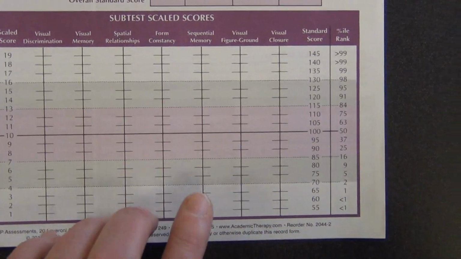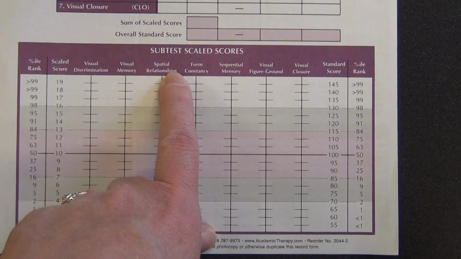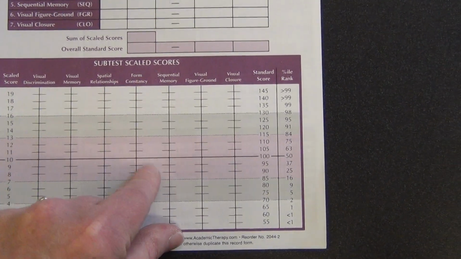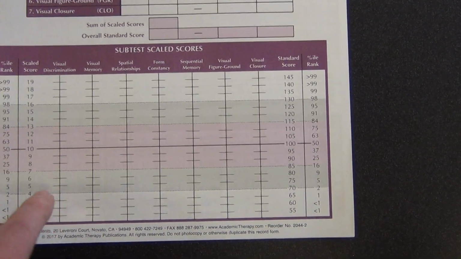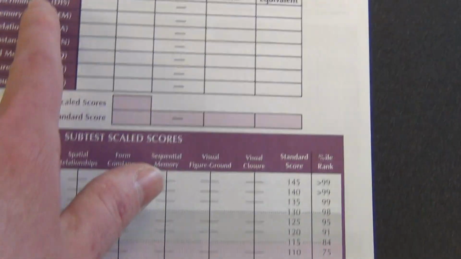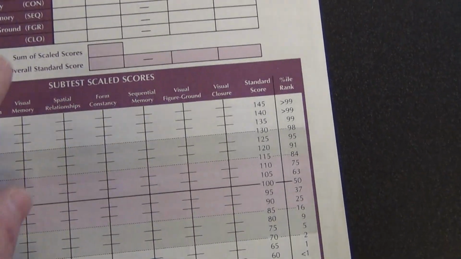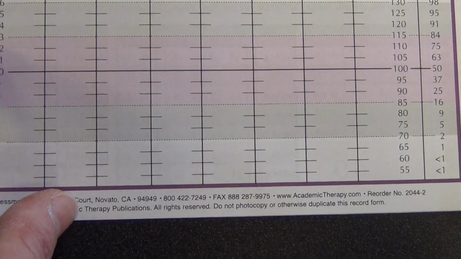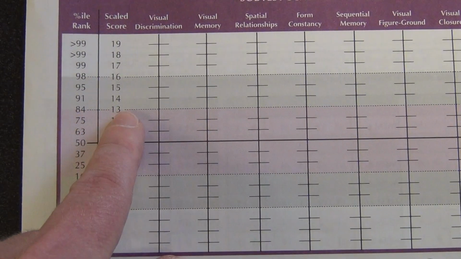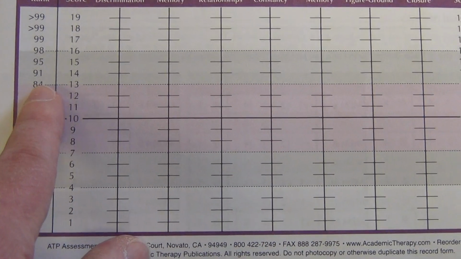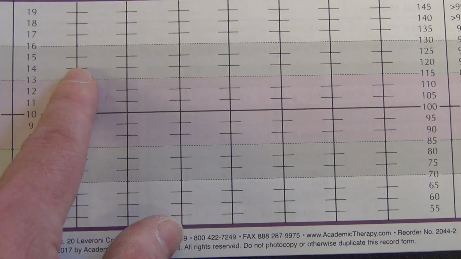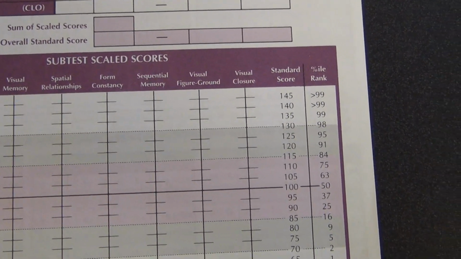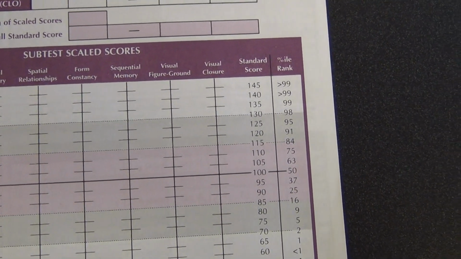Down here, you have the subtest scaled scores. For each of the corresponding subtests, let's say on visual discrimination, they received a 13 scaled score. That means their percentile rank would be 84. So a 13 scaled score, percentile rank would be 84, and you could circle it for visual discrimination, and then do that for the remaining subtests.